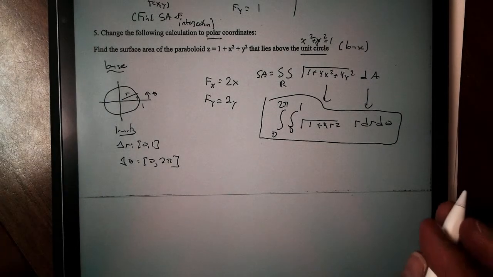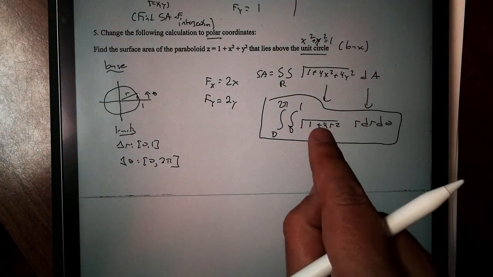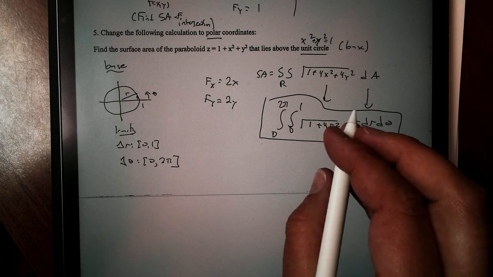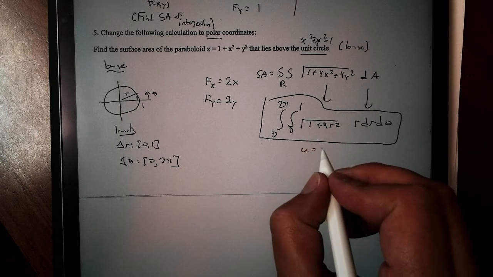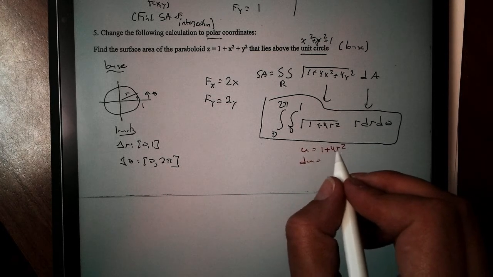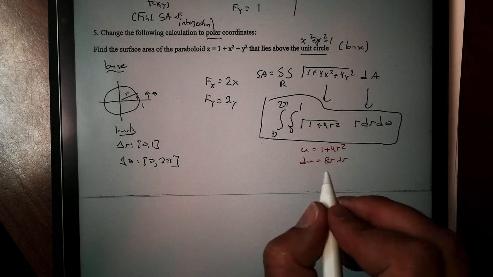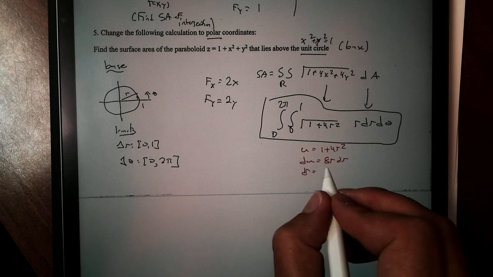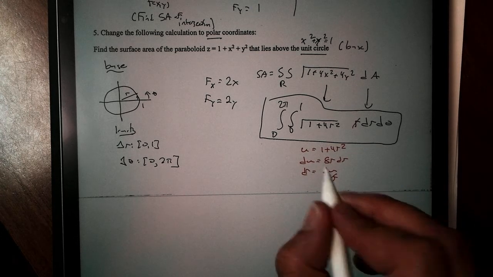All right, so let's go ahead and solve this one. We got some time here. To solve this one, we're going to use u substitution. So if we do u substitution, u would of course be this 1 plus 4r squared. Du would become 8r dr. And dr of course becomes du over 8r. Now those r's will cancel, and I got this 1/8 right here.